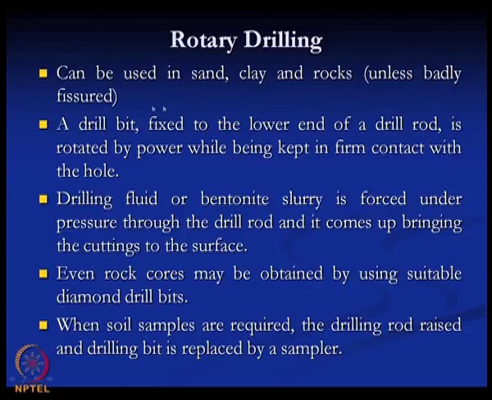Next one is rotary drilling, which can be used for sand, clay and rocks unless badly fissured. A drilling bit fixed to the lower end of the drill rod is rotated by power while being kept in firm contact with the hole. Drilling fluid or bentonite slurry is used under pressure through the drill rod and it comes up, bringing the cuttings to the surface. Even rock cores may be obtained by using a suitable diamond drill rod. When soil samples are required, the drill rod is raised and the drill bit is replaced by the sampler.